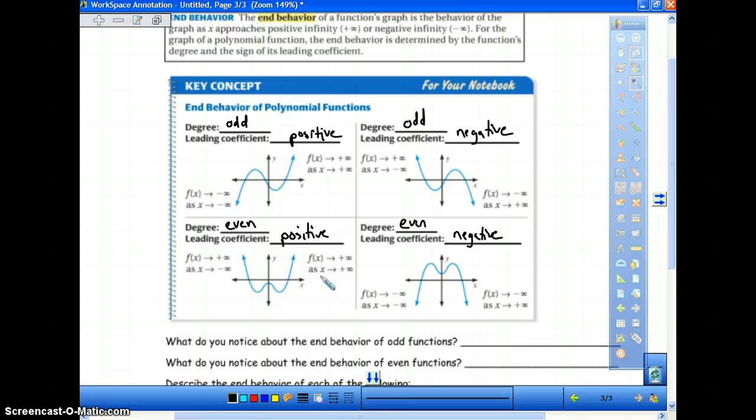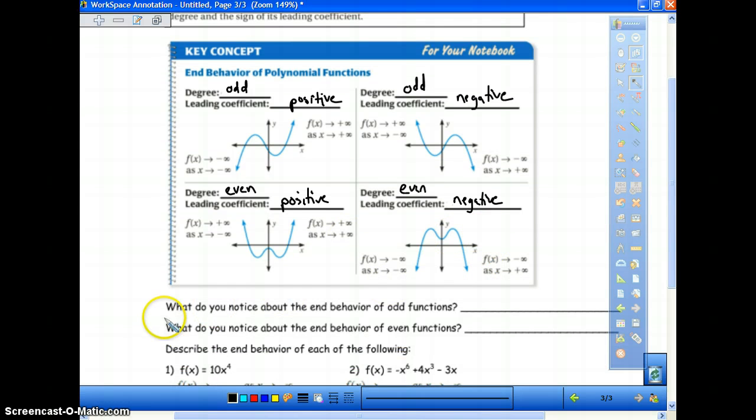Okay, what I want you to do here is, what do you notice about the end behavior of odd functions? What do you notice about the end behavior of even functions? I'm not going to give you the answer to this. I want you to just write it down and we'll talk about it tomorrow.